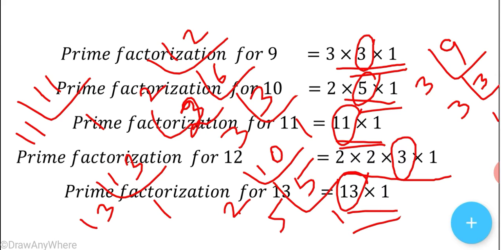So the highest prime factor for 9 is 3, for 10 is 5, for 11 is 11, and for 12 is 3, since we have 2, 2, 3, 1, and among these 3 is highest. The highest prime factor for 13 is 13 into 1, which is equal to 13.